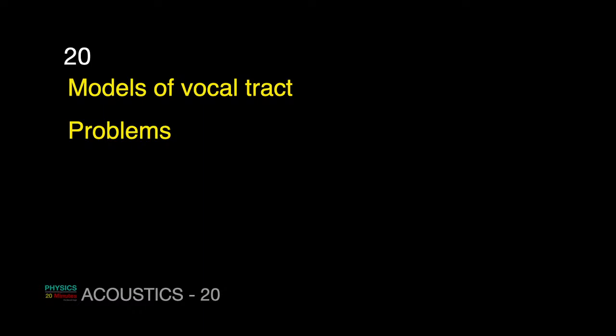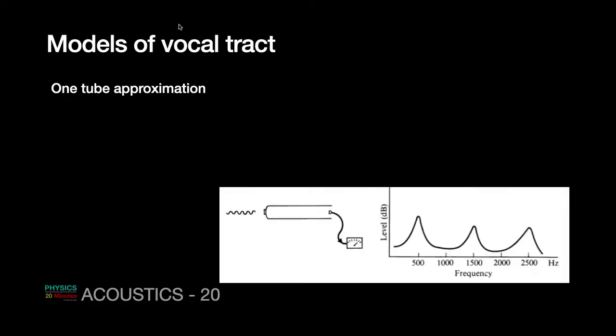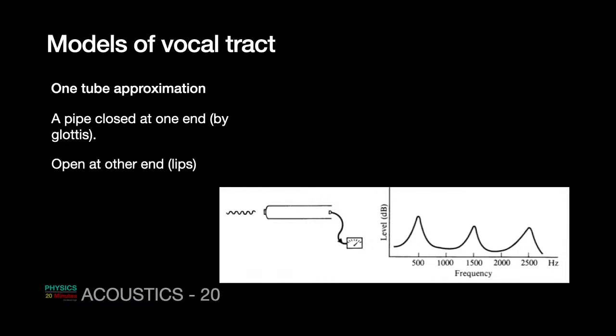So one of the simplest models of vocal tract is one tube approximation. So here in this model, we assume that the entire vocal tract is a single tube. You can see a single tube is over here. So entire vocal tract is a single tube. It is a pipe which is closed at one end by glottis and it is open at the other end by lips or at the lips end. Remember, open means your lips has to be open to keep the tube open.